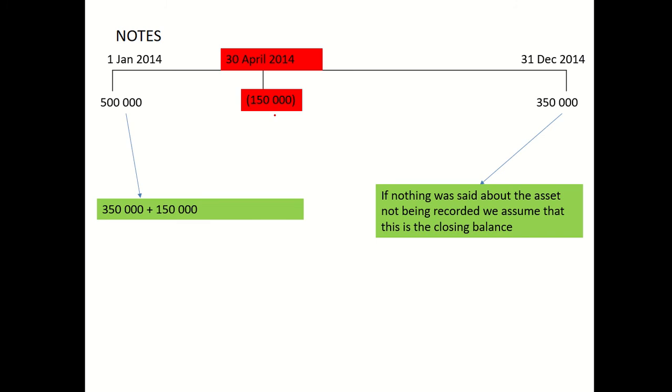This is only the cost price. This is the cost price of all vehicles. This is the cost price of the remaining vehicles. This is the cost price of the vehicle that was sold.